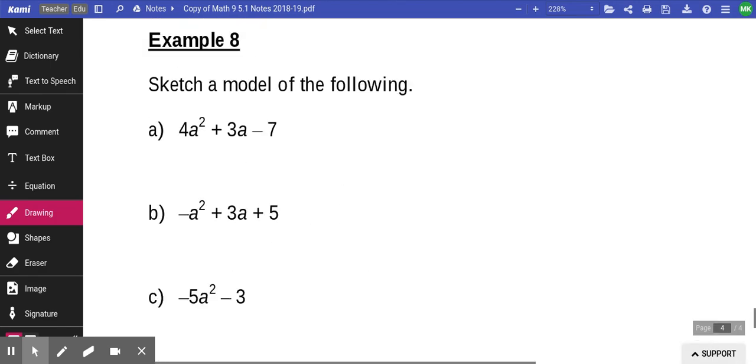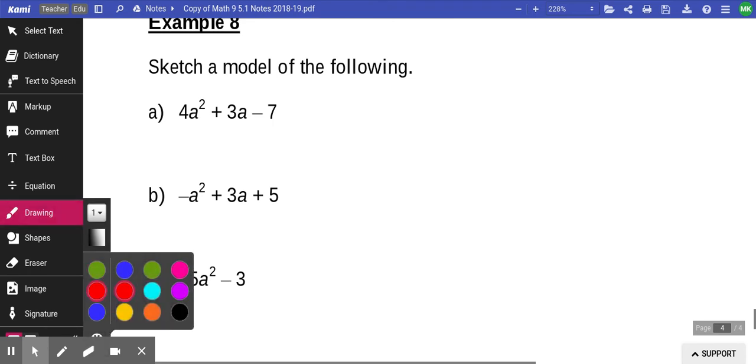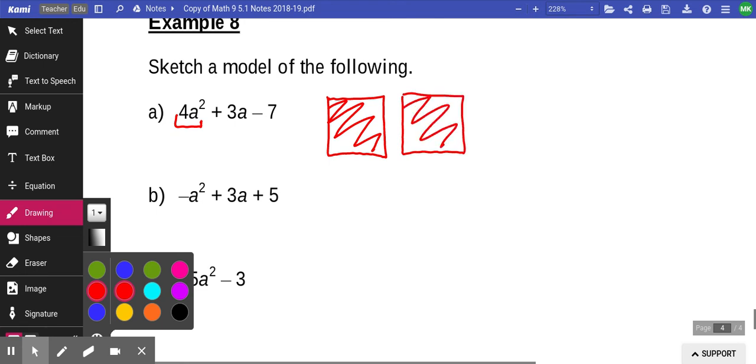Okay, we're going to try to model some of these things. If we look at this first one right here, we have 4a squared plus 3a minus 7. I'll do the first one for you. When I read 4a squared, that means I have 4 of the big blocks, and they're all shaded in because they're positive. So 1, 2, 3, and 4.